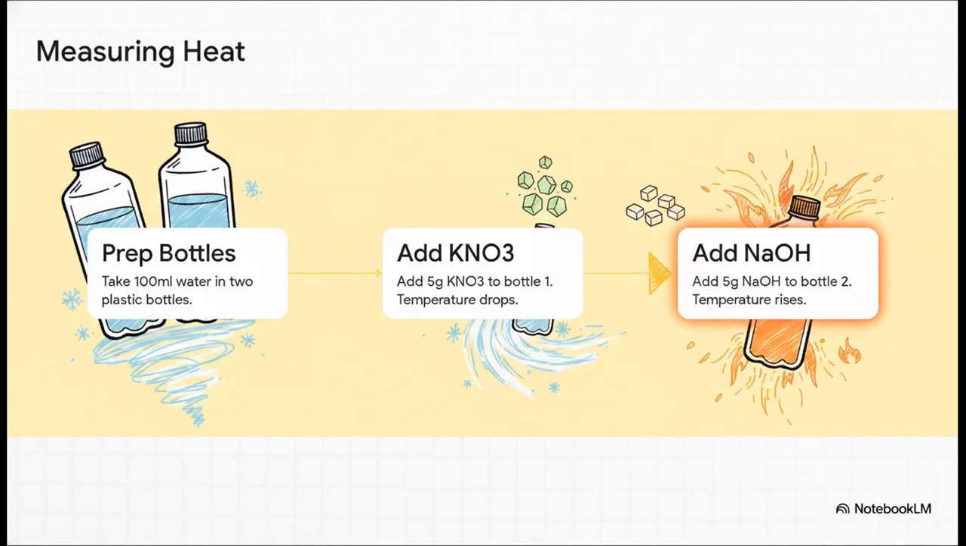And we can actually illustrate this concept quite practically in the lab. Why do we use plastic bottles for this heat exchange experiment? Well, because plastic acts as a great insulator and prevents the heat from just dissipating away. When you add potassium nitrate to the first bottle, it absorbs heat from the water, making the bottle noticeably cooler. But when you carefully add sodium hydroxide to the second bottle, heat is given out, making that bottle significantly hotter. It's simple, it's safe, and it perfectly illustrates the point.